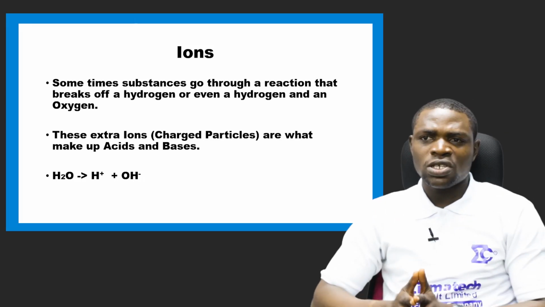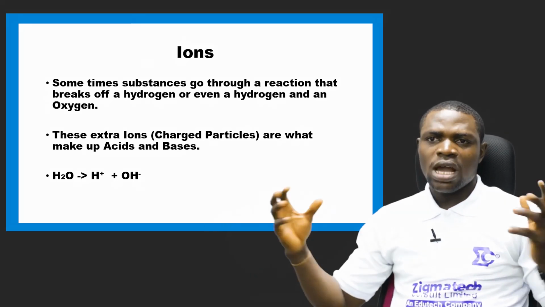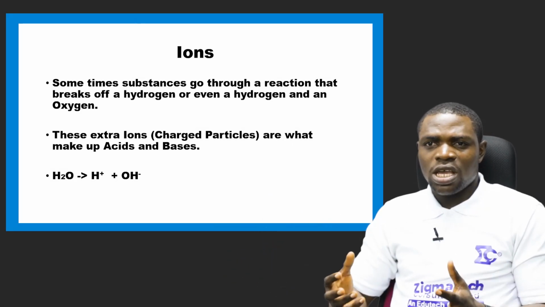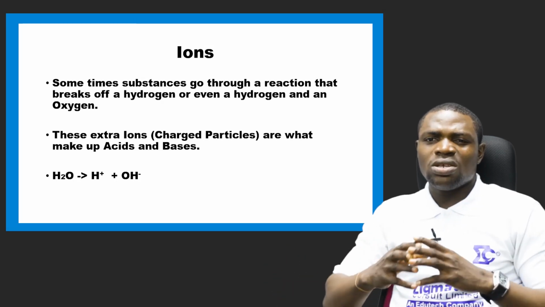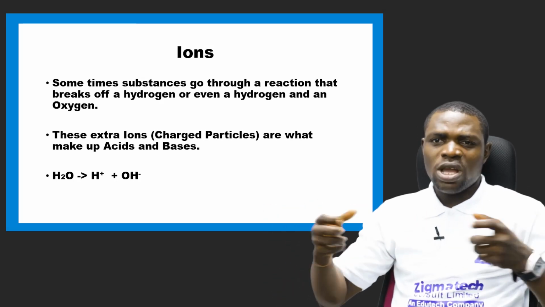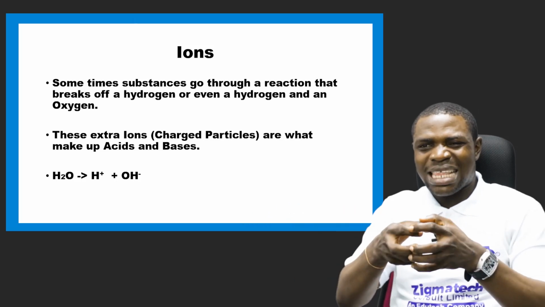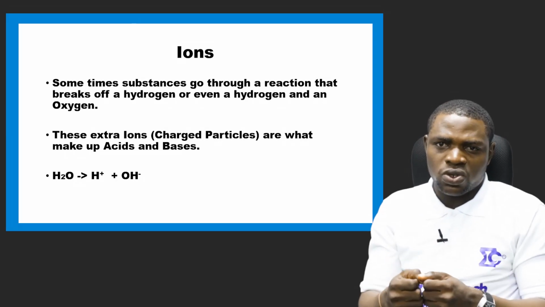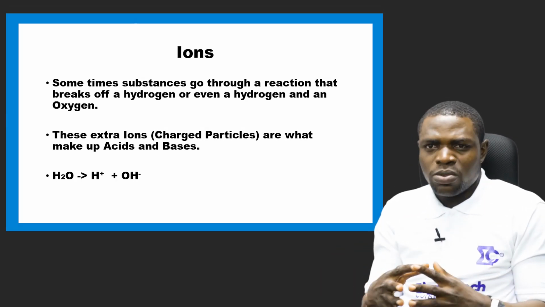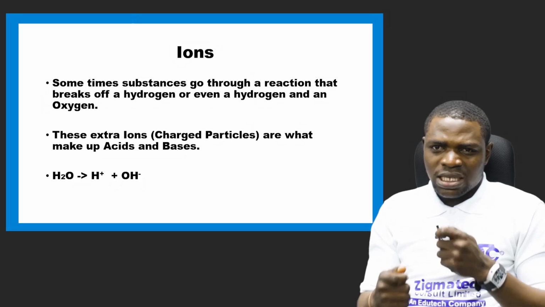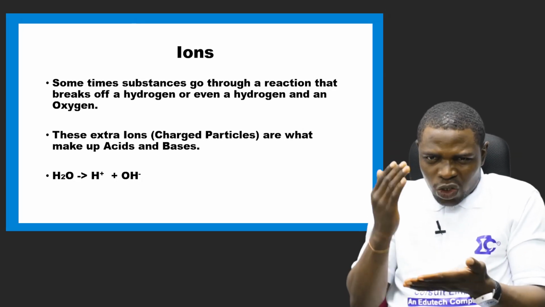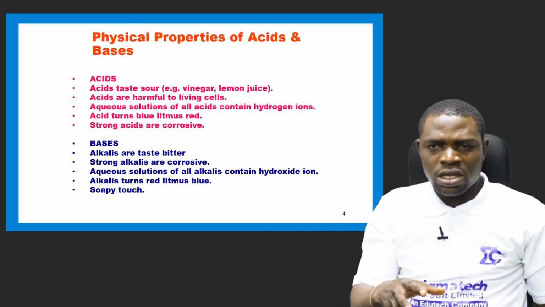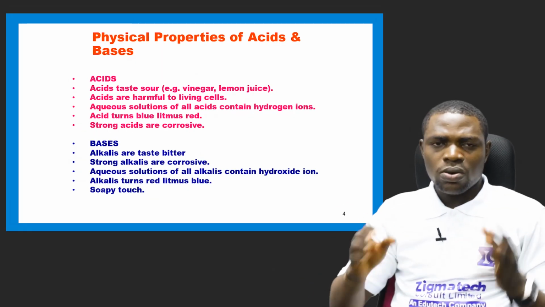So sometimes substances go through a reaction that breaks off a hydrogen or even a hydrogen ion. It could be hydrogen or oxygen. When these substances break off, there's an emanation of charges. These extra ions are charged particles, and they are what make up the acid and base. So acid and base can actually be subdivided into particles. We can see both hydrogen ion and hydroxide ion right there.